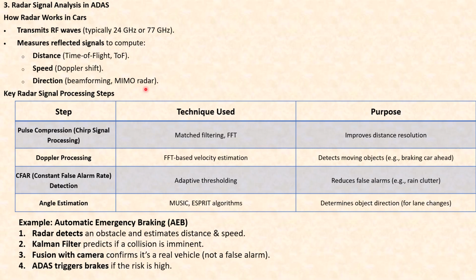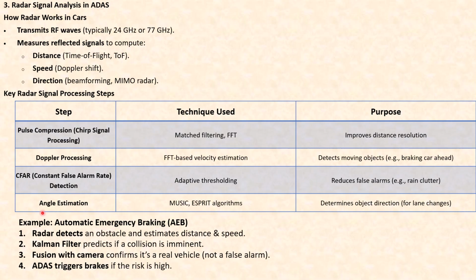All right. Now, when it comes to key radar signal processing steps, the first step is pulse compression. And what is the technique used? Matched filtering and FFT. Okay, Fourier frequency and timing. And what is the purpose? Improves distance resolution. Now, when it comes to Doppler processing, again it is FFT based velocity estimation, which detects moving objects. And when it comes to CFAR, constant false alarm rate detection, the technique used is adaptive thresholding. And the purpose is it reduces the false alarms, for example, rain clutter.